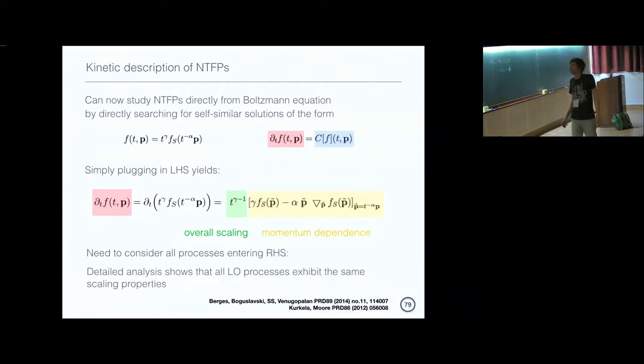You can play this game. If you search for this type of solutions, then basically you have to plug this into the left-hand side and into the right-hand side and see what you learn from that. Already plugging this into the left-hand side reveals the structure of what is going to happen. This is my ansatz. I have to take a time derivative with respect to this term, which generates the first term. But I also have to take a time derivative of this rescaling of the momentum argument, which is going to generate the second term.